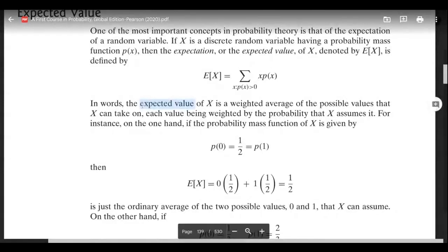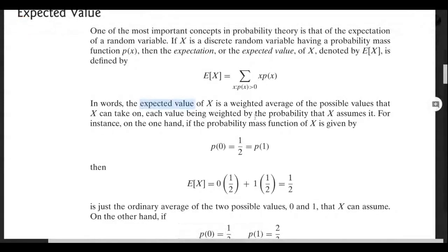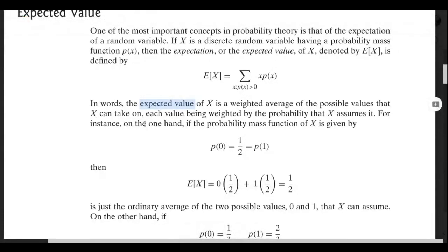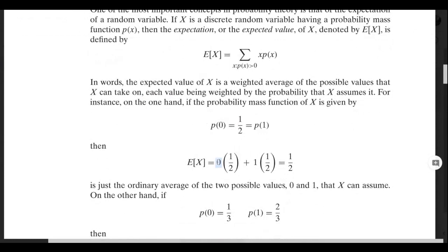Okay, in words, the expected value of x is a weighted average of the possible values that x can take on. Right? Each value being weighted by the probability that x assumes it. For instance, on the one hand, if the probability mass function of x is given by this, so the probability of getting 0 is a half, and the probability of getting 1 is the same, then the expected value is 0 times its probability, plus 1 times its probability, which in the end equals a half.